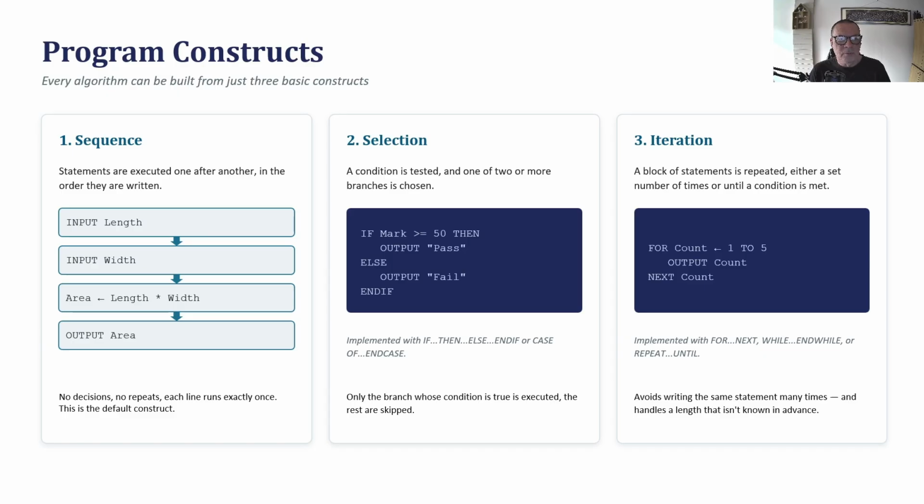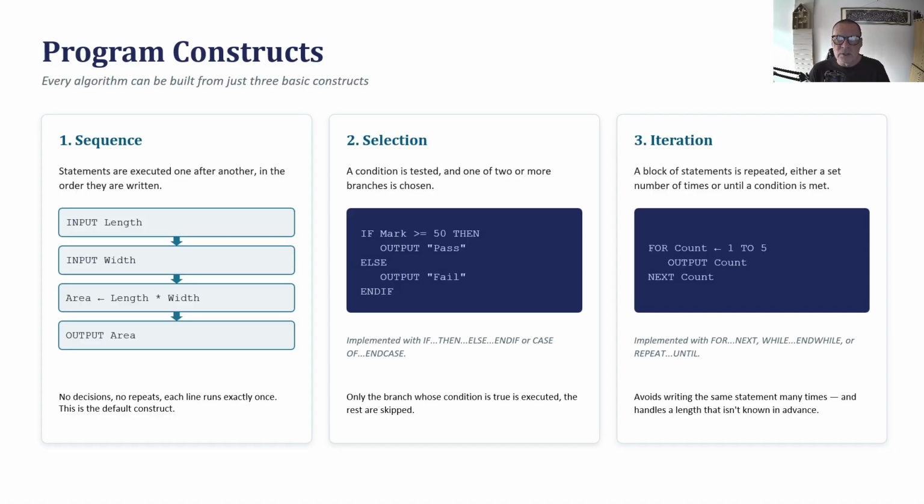That's sequence. And then number two is selection. So in selection we can choose one or two or more branches. So in that example we say if the mark is greater than or equal to 50, then we do the first part, which is output pass. Otherwise, if it's not true, then we output fail. And there are various ways we can implement these kind of selection constructs. There's if then, else, end if, and there's case of, end case.